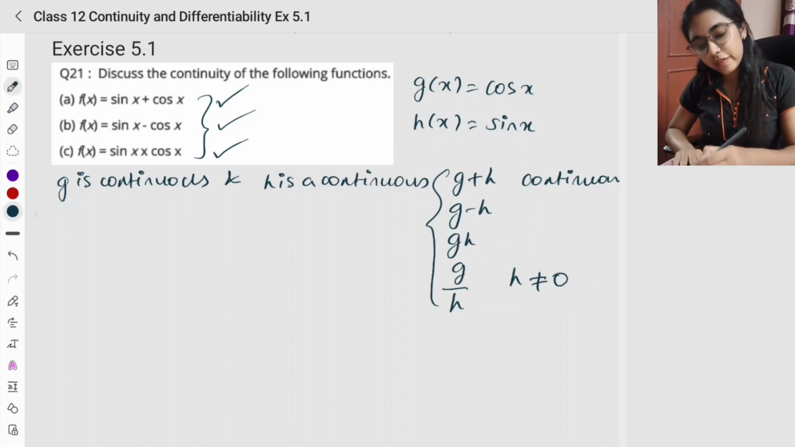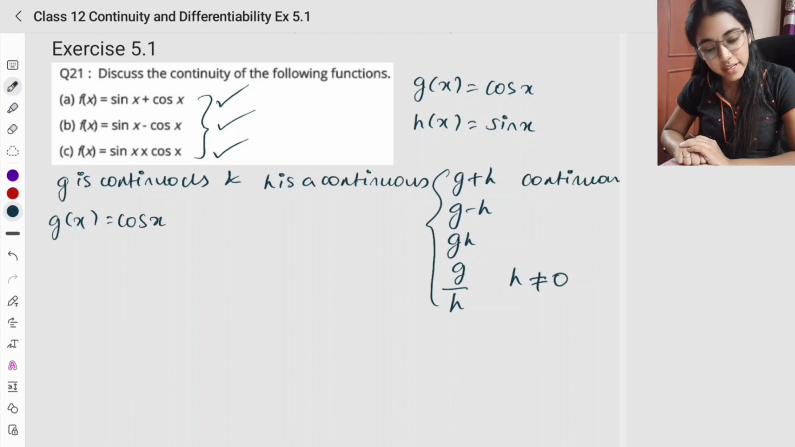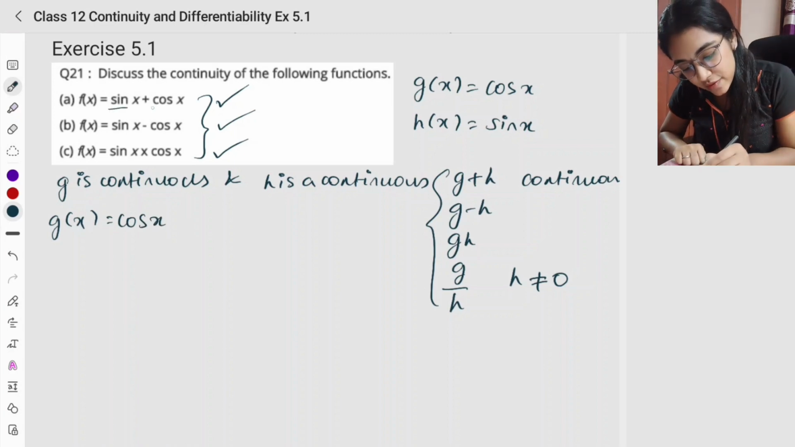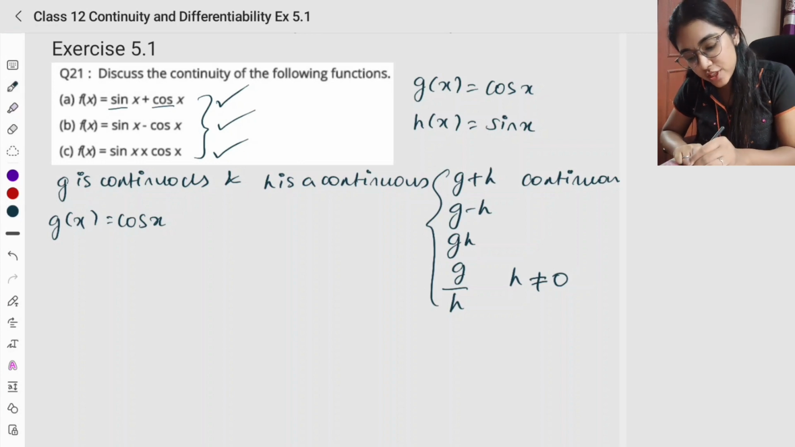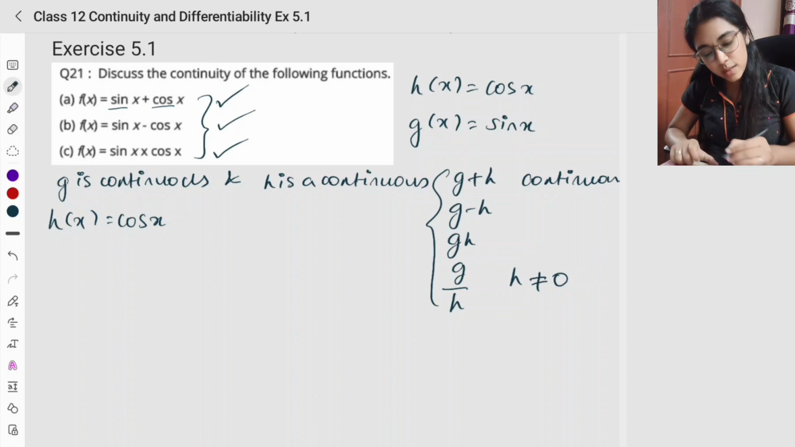Okay? G of x என்ன? G of x is going to be cos x. Okay? So G of x, I'll change it. I have sin x first, அப்புறம் cos x இருக்கு. அதனால I will just change g as h and h as g. Okay? So இந்த இடத்துல h, இது g. Okay? Now, my h of x is cos x. இப்போ cos x continuous னு நம்ம prove பண்ண போறோம்.